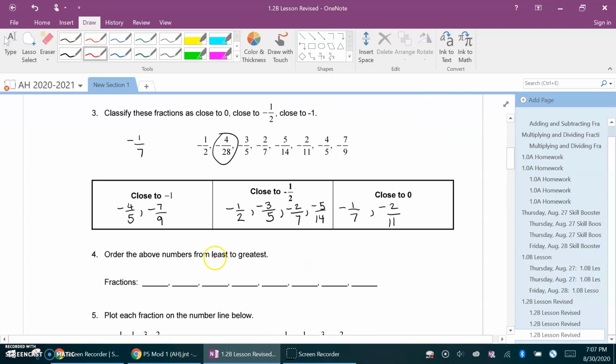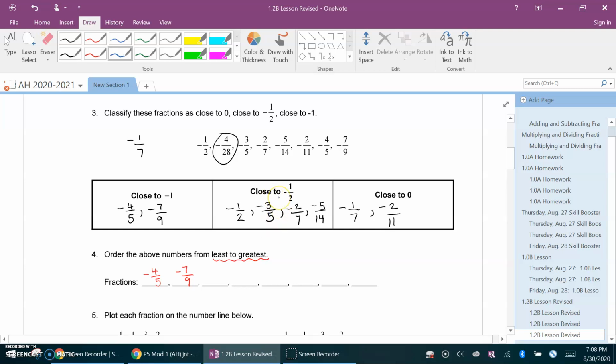So on this one, again, we're looking from least to greatest. When we're looking in the negatives, we're looking at what's the furthest away from 0. So the furthest away from 0 is going to be our negative 4/5, and then we have our negative 7/9. And now we're dealing with the ones in the middle, thinking about the fact that, again, it is negatives.